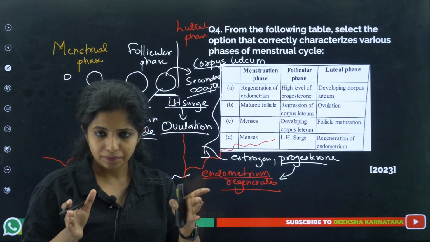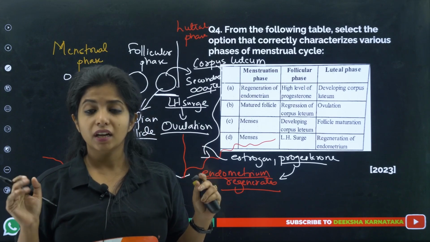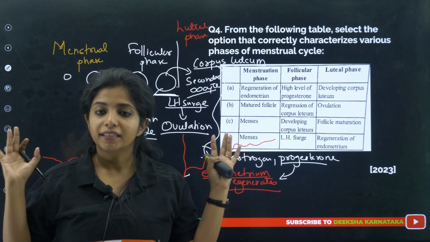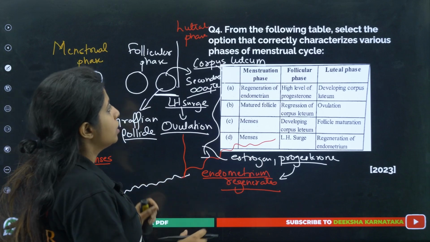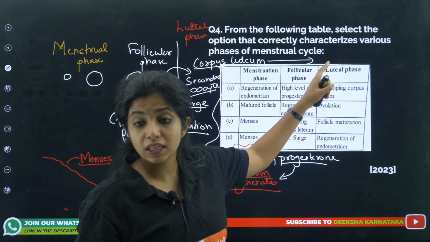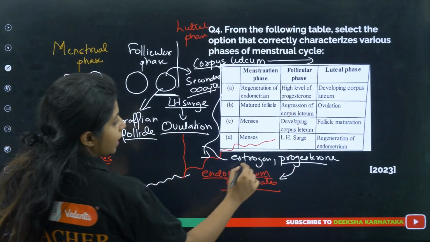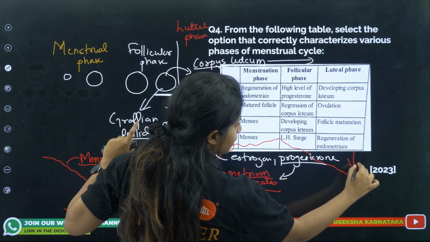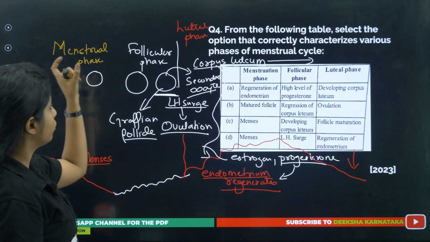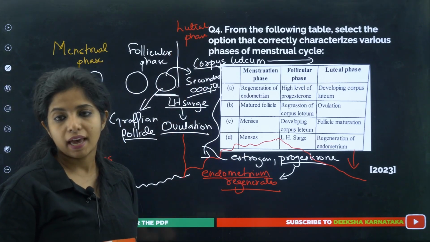Now this will happen for certain days, but after some point of time the body realizes that no fertilization has taken place. At this point of time, what will happen, children? The corpus luteum will slowly degenerate. If corpus luteum is degenerating, progesterone goes down, and hence again the endometrium layer will be shut down, which is known as menstrual phase. So you are repeating each phase again and again. First you have menstrual phase, then follicular phase, then luteal phase.